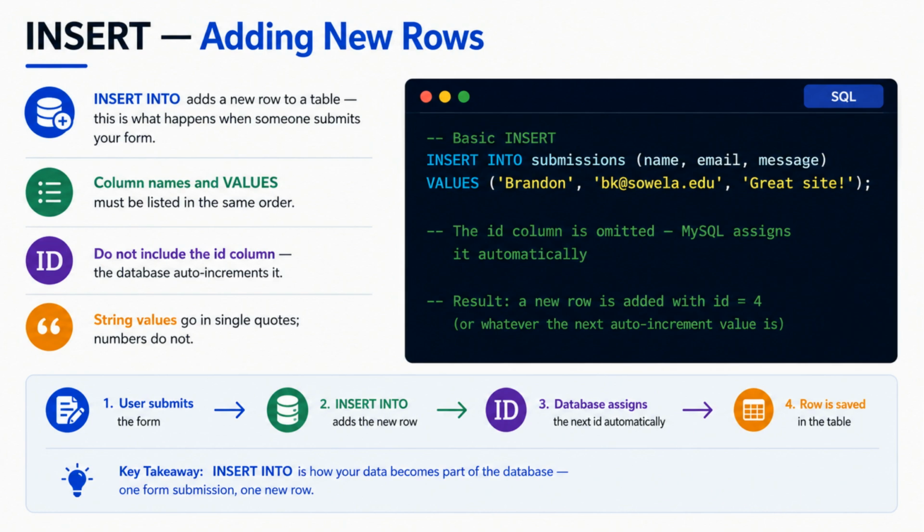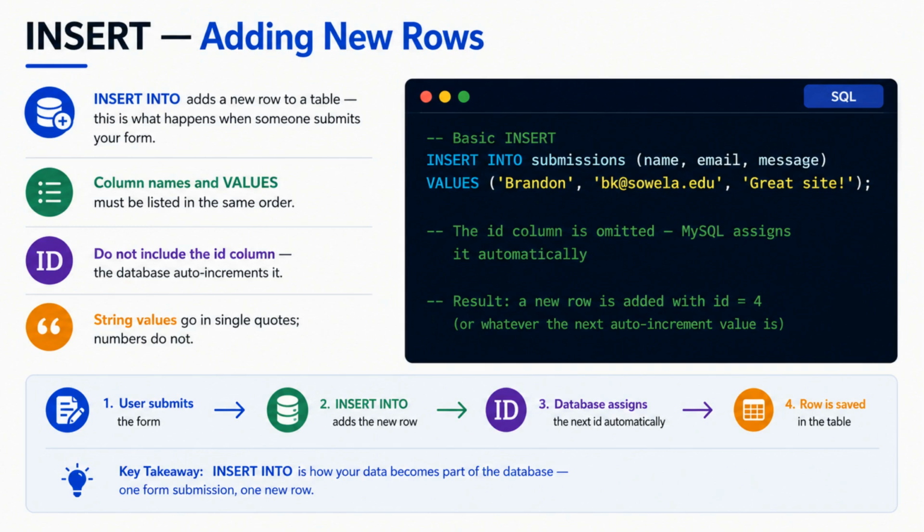Insert into is what happens behind the scenes every time someone submits a form on a real website. The submitted values become a new row in a table. This is the SQL operation assignment 1 will ultimately trigger from PHP. 2 rules to emphasize. Column names and values must be listed in the same order. First column matches first value, and so on.